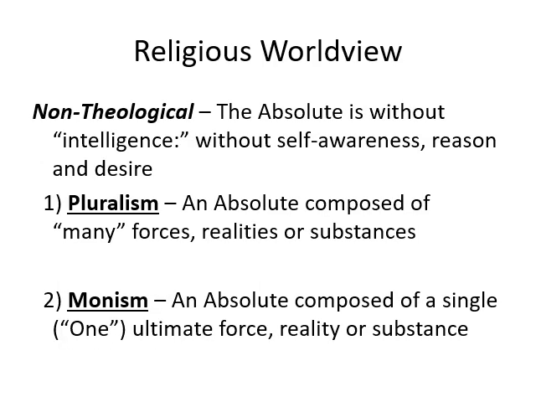Now, we also have a non-theological absolute, which is an absolute which is without intelligence, without self-awareness, reason, and desire. So, for example, when we discuss Taoism, we're going to find that the force of Tao is often expressed as non-theological. Now, there are two ways in which we can express a non-theological absolute. Pluralism and monism. Pluralism means that the absolute is composed of many forces, realities, or substances, and monism means that the absolute is composed of a single ultimate force, reality, or substance.